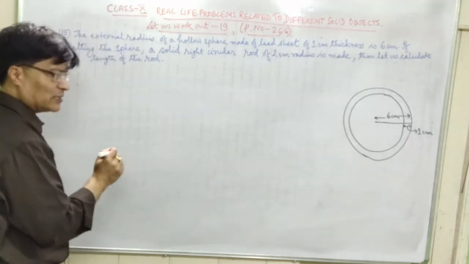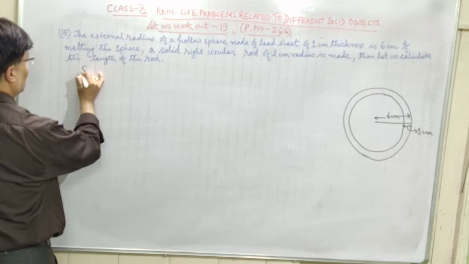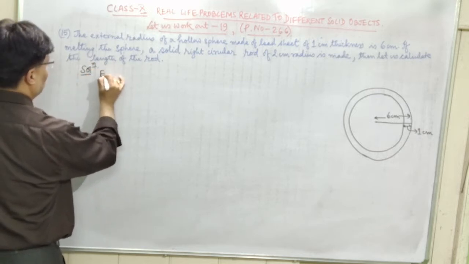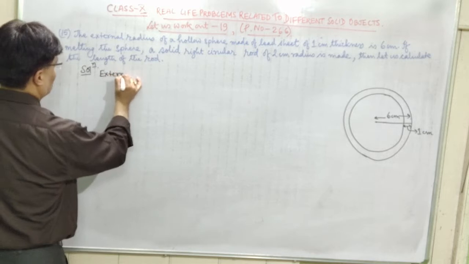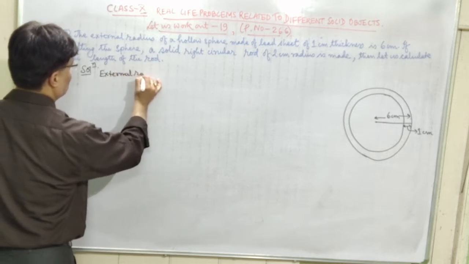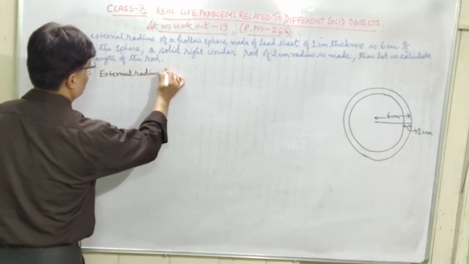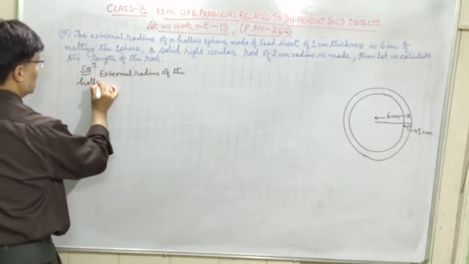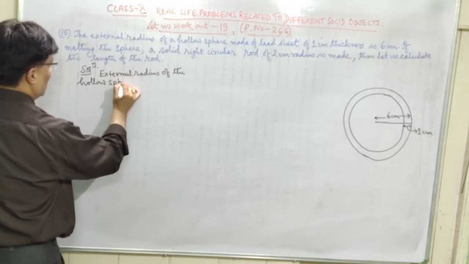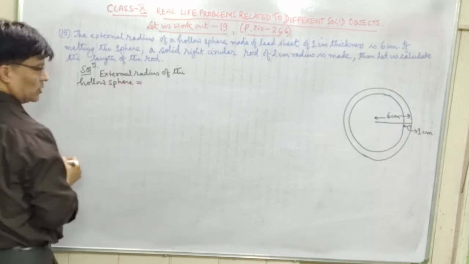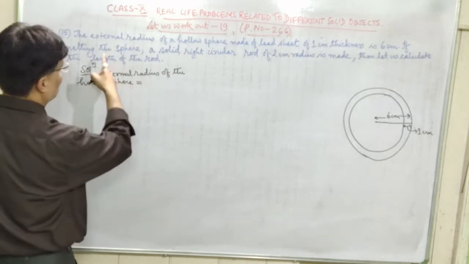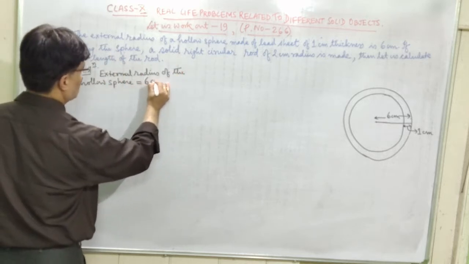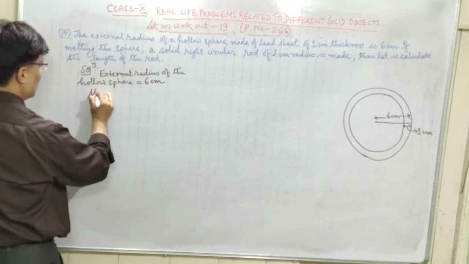So now let us find it. Let us do the solution. So external radius of the hollow sphere. External radius of the hollow sphere is equal to, what is the external radius of the hollow sphere? External radius of the hollow sphere is equal to 6 cm. So what is its thickness?